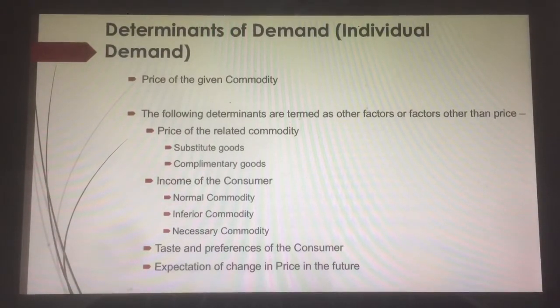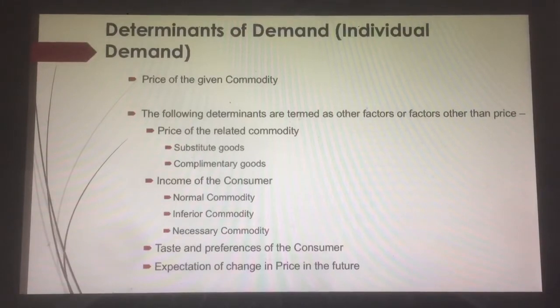For example, if the price of the substitute commodity, say coffee, increases, then the demand of the given commodity, say tea, will rise, as rational consumers will divert their demand to tea, because it gives the same satisfaction to the consumer and the price of tea is relatively less than coffee. So there is a direct relationship between the price of the substitute good and the demand of the given good. They move in the same direction.